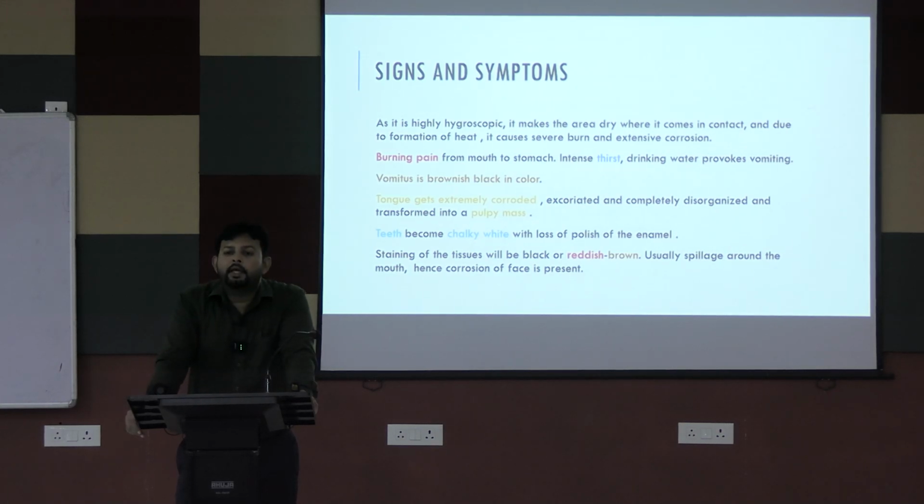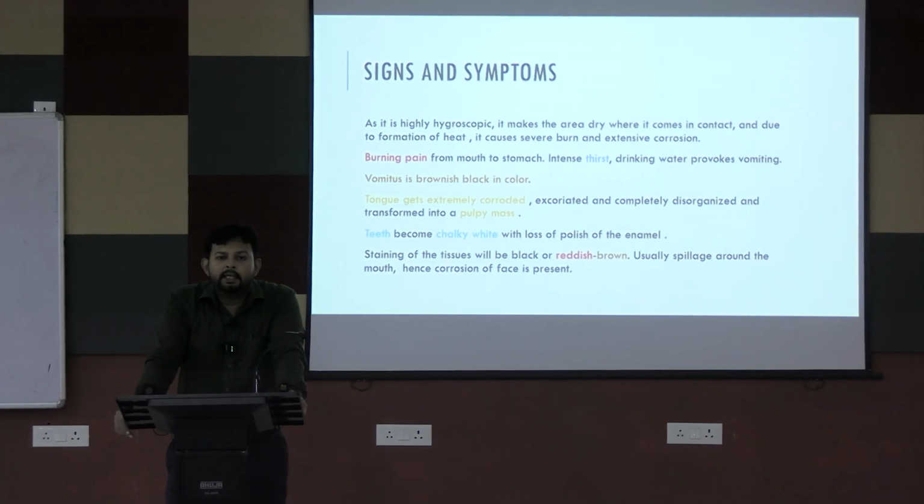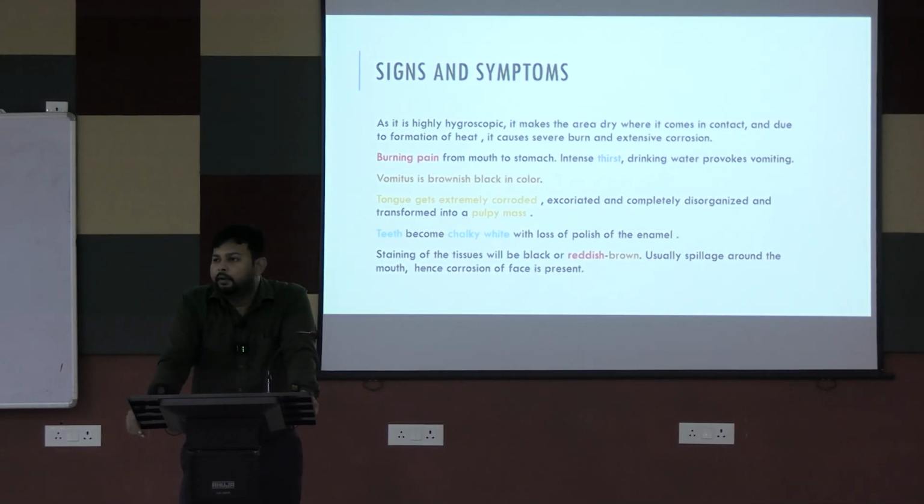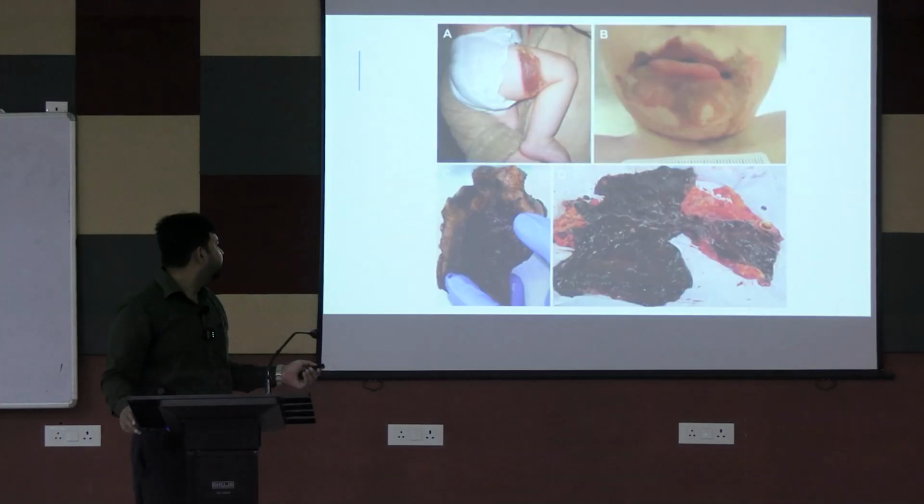Teeth will become chalky white. That is a very important point. So teeth are chalky white. One should write this in the exam. And the staining of tissues will be black or reddish brown, usually with spillage around the mouth. So I will show you a picture.